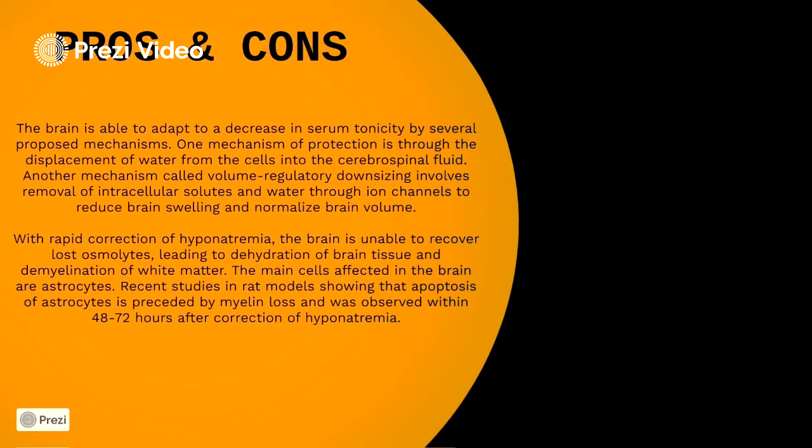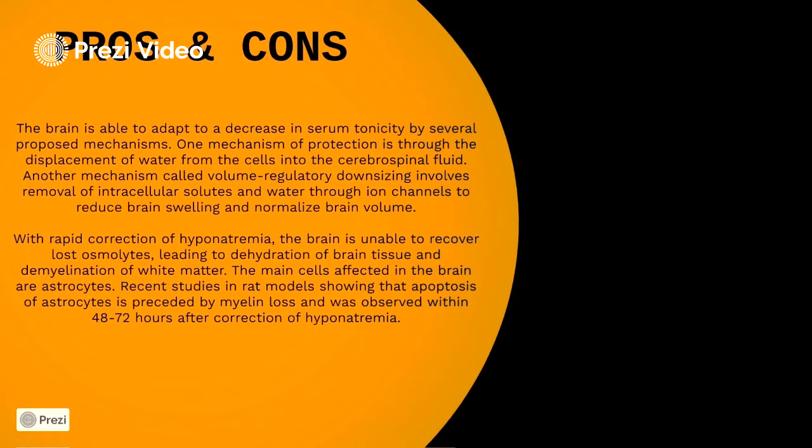Pros and cons. The brain is able to adapt to a decrease in serum tonicity by several protective mechanisms. One mechanism is the displacement of water from the cells into the cerebrospinal fluid. Another mechanism, called volume regulatory decrease, involves the loss of intracellular solutes and water through ion channels to reduce brain volume.